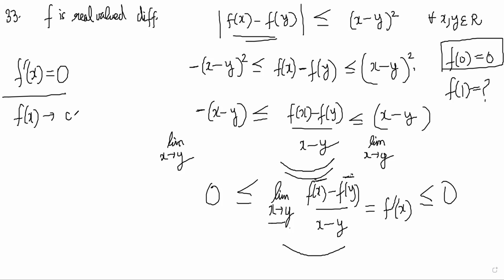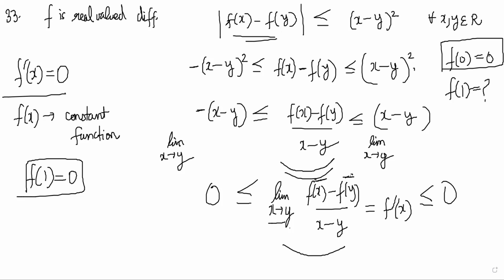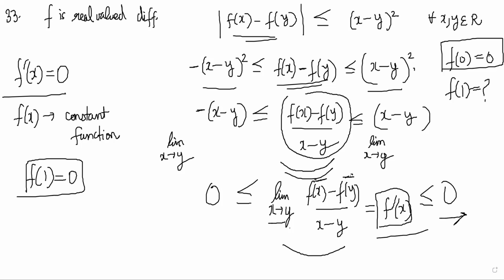f x must be a constant function. So one value has been given for the function, so the other value will also be 0. So the idea is that this mod condition is making sure that this happens, and then divide by x minus y, right? What will happen is that the limit of f x minus f y by x minus y will be f dash x, which tends to 0, right? Because that tends to 0, your function becomes a constant function.